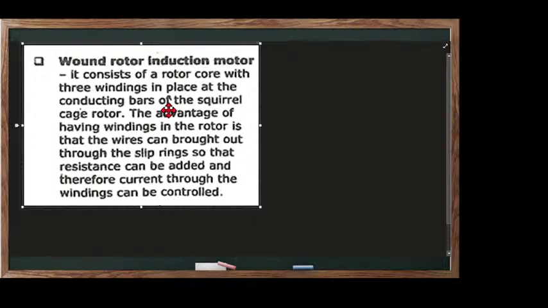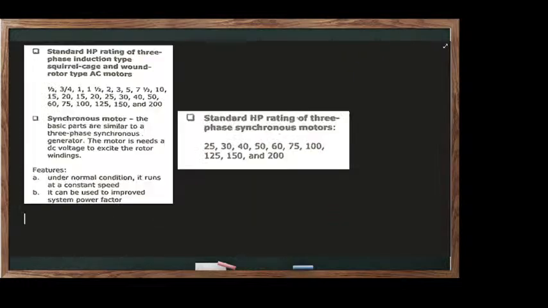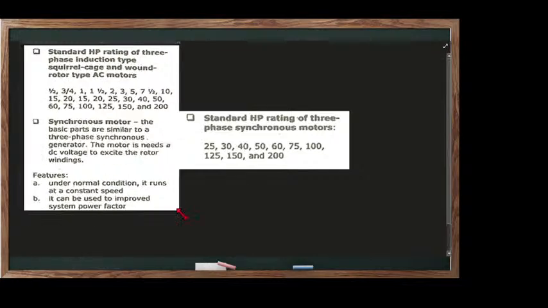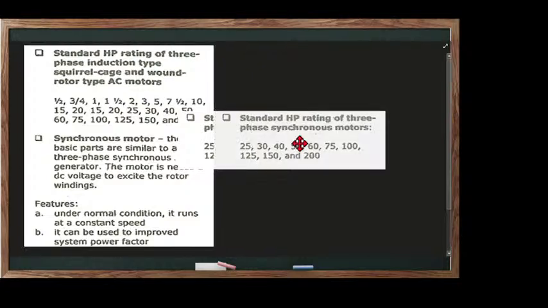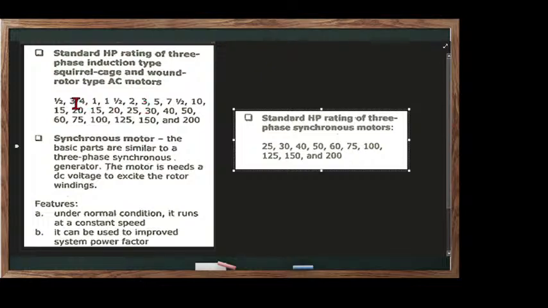So this type of motor is better if we are going to control our motor, especially the current that goes to our windings. Okay, then the standard horsepower of our three-phase induction motor, either squirrel cage or wound rotor. The smallest is 1/2 horsepower, which is usually used in HVAC systems, no? And the biggest is 200 horsepower.